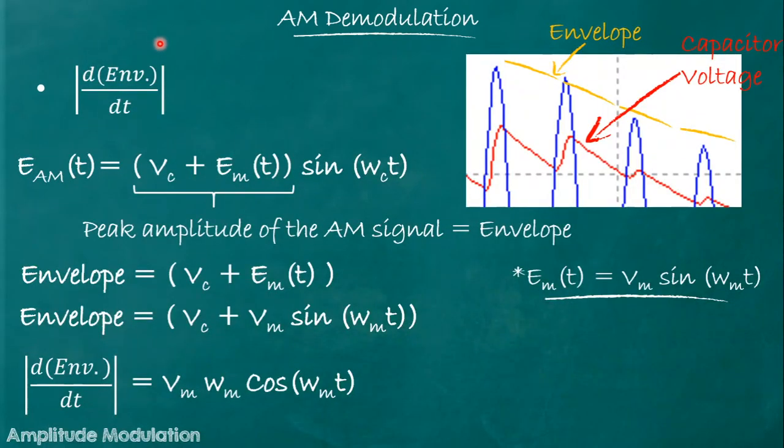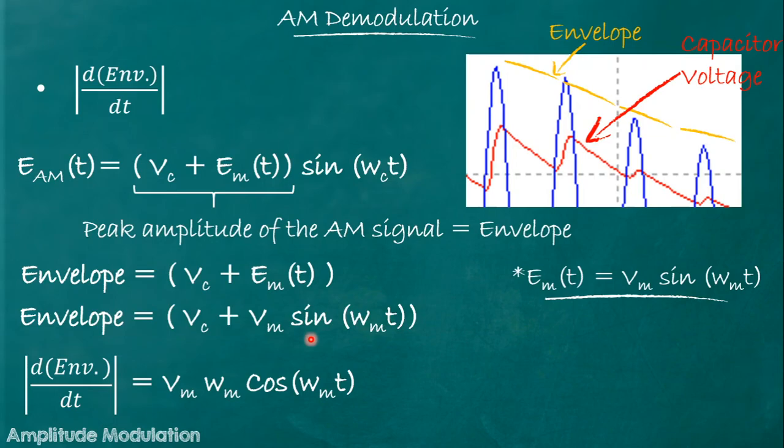To find the rate of change of the envelope, recall the equation of AM: Vc plus em(t) times sine omega c t, where Vc plus em(t) is nothing but the peak amplitude of the AM signal. This bracket term is nothing but the envelope of your AM signal. So envelope equals Vc plus em(t), where em(t) is the information or message signal. In this particular case, we have considered the information signal em(t) as a low frequency sinusoidal signal represented by this equation. So let us put this equation over here. Our envelope is Vc plus Vm sine omega m t.